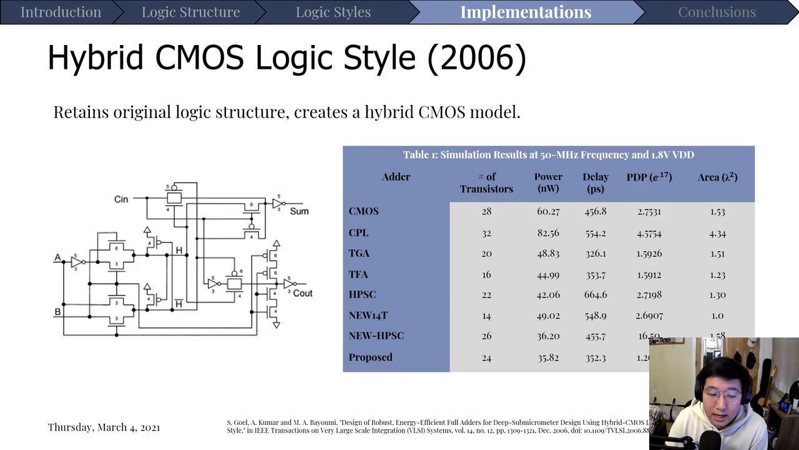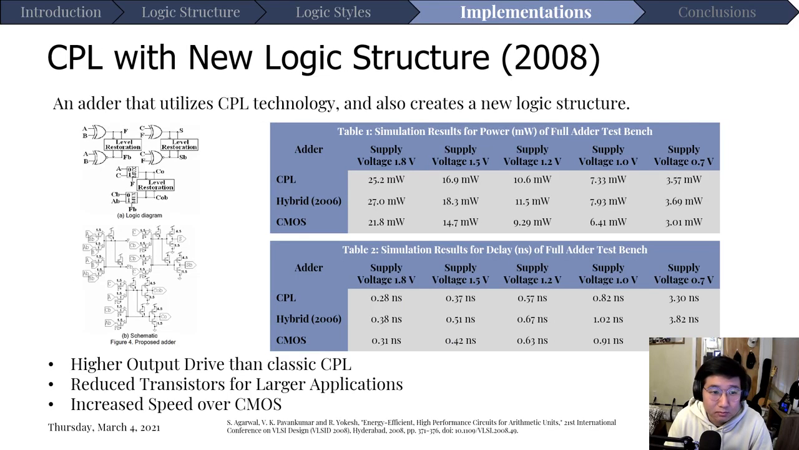So yeah, as hybrid CMOS logic styles were researched more, we can see that they're starting to outperform standard CMOS and CPL counterparts. And then in 2008, what was introduced was a CPL with a brand new logic structure. Rather than using the classic module 1, module 2, module 3 logic structure, this was a CPL that used level restoration, as you can see in the logic diagram. And this change of logic structure really paved the way for CPLs and TPLs to start dominating.